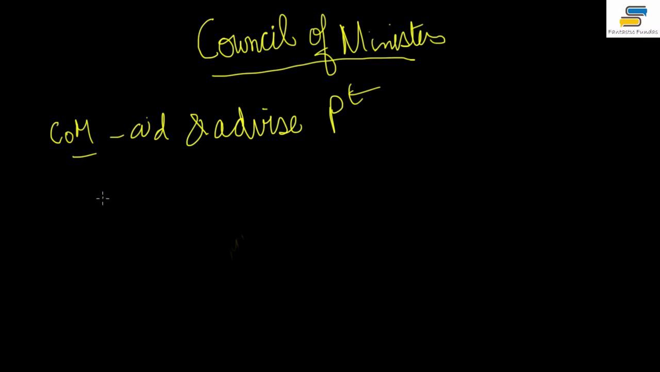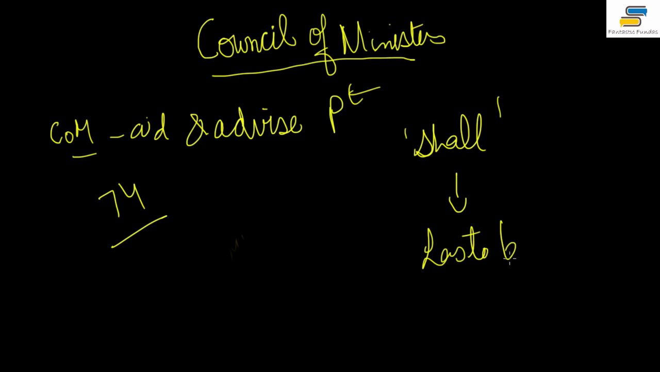If you open your Bare Acts and read Article number 74, it says that there shall be a Council of Ministers with the Prime Minister at the head to aid and advise the President. It uses the words 'there shall be', shall. This shows it is compulsory. Shall means it is always there, that the President will continuously have a Council of Ministers with him to aid and advise him.